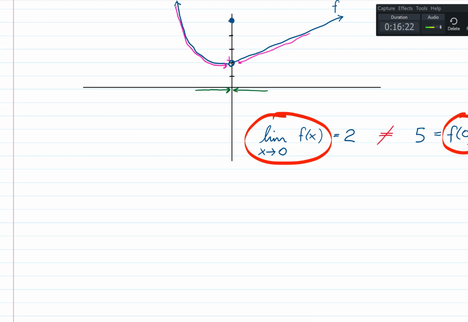Okay? The limit, I'm going to write this in green. The limit of f of x as x approaches a and f of a mean two totally different things.